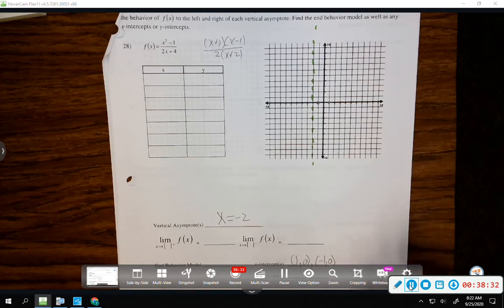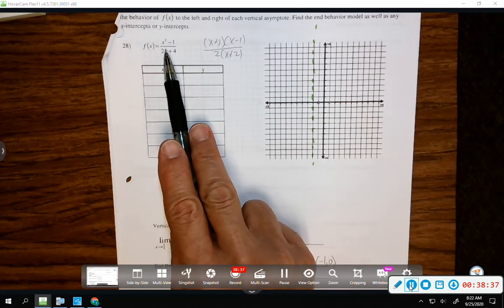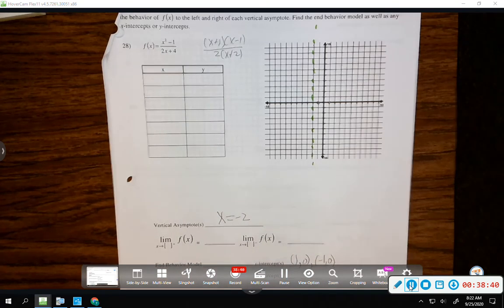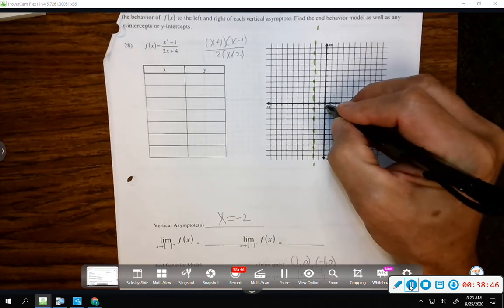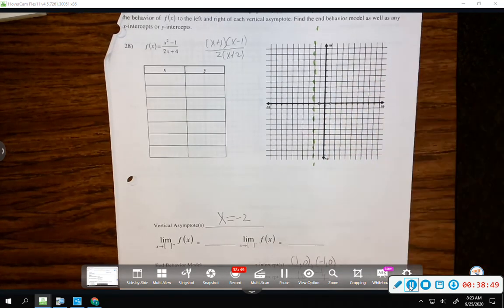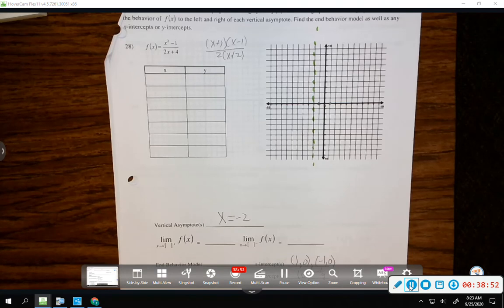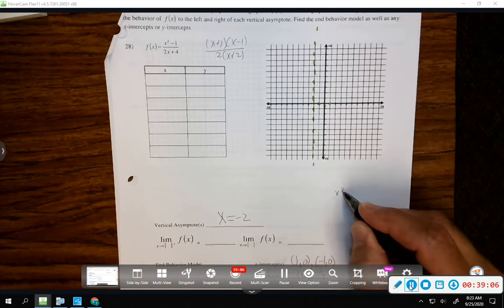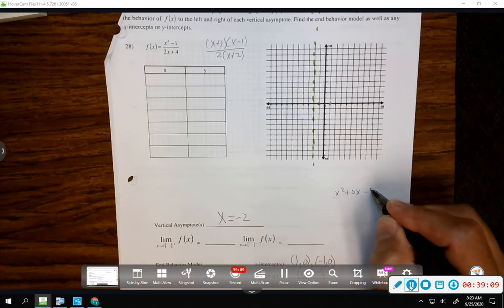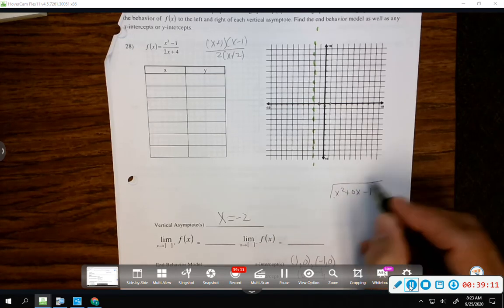Let's go ahead and find the y-intercept quickly here. If I plug 0 in for x, I get -1 over positive 4. (0, -1/4). It's below that just a little bit. Okay. Well, what else is going on here? The degree in the numerator is larger than the degree in the denominator. So we have to do long division to find the end behavior model. x squared, don't forget we have to go plus 0x minus 1, and I'm going to divide this by 2x plus 4.